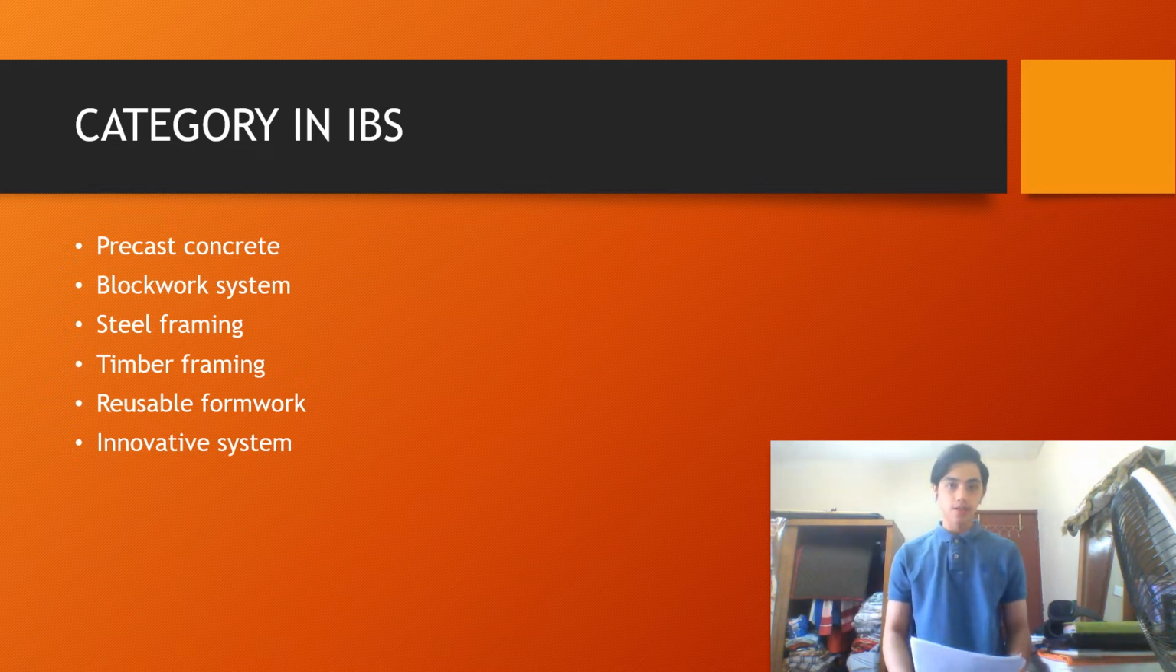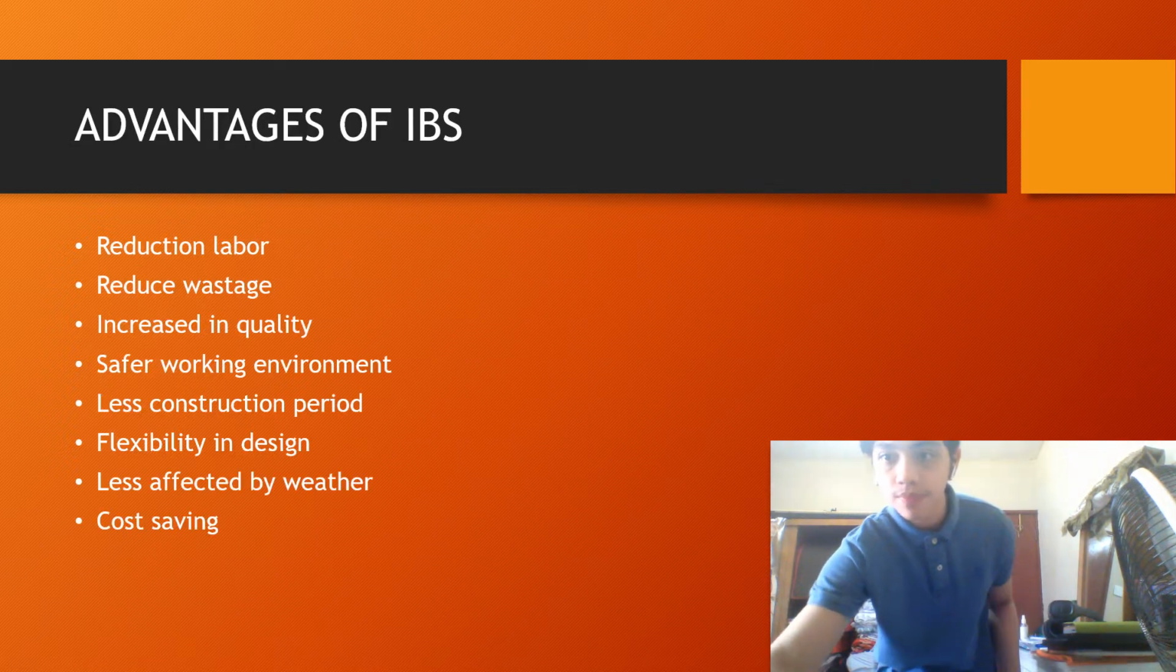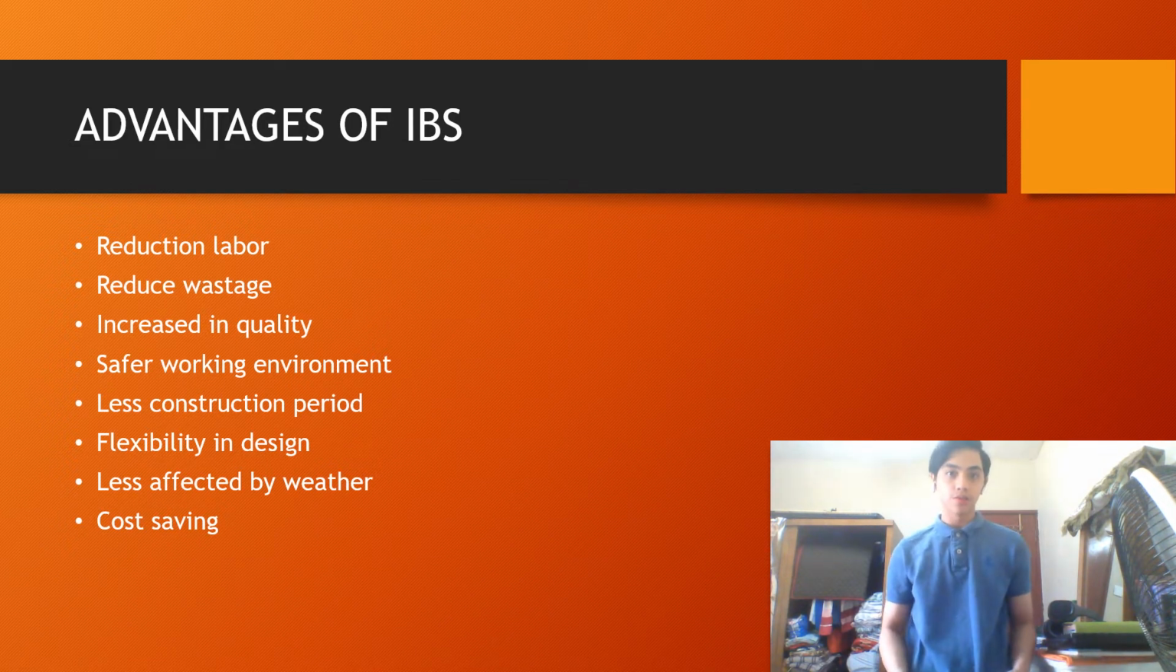There are 6 categories in the IBS system, which is precast concrete, blockwork system, steel framing, timber framing, reusable formwork, and also innovative system. There are a lot of advantages of using IBS, which is number 1, reduction of labor, number 2, reduce wastage, number 3, increase in quality, number 4, safer working environment, number 5, less construction period, number 6, flexibility in design, number 7, less affected by weather, and lastly, cost saving.